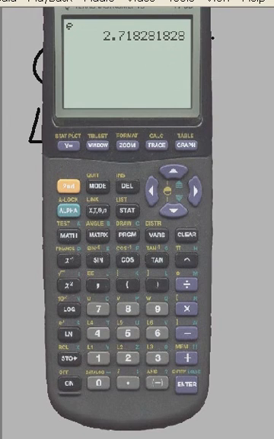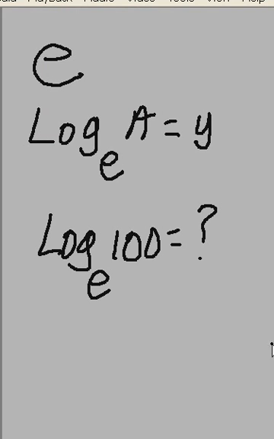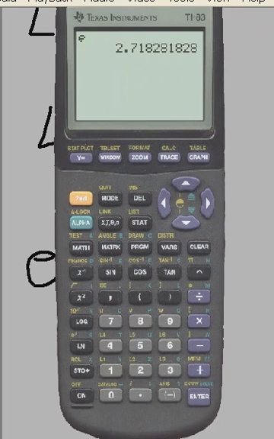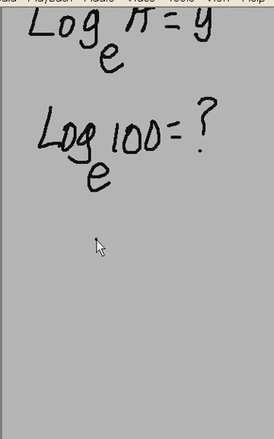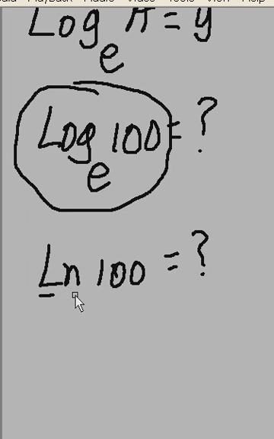So let's see a problem. Log base E of 100 equals what? Well, that's a tough one. That means E to what power equals 100? So let me solve this with the calculator. How do I write this? Log base E of 100 equals what? Well, we don't write it this way when we're dealing with E. A shorthand for it is ln, natural log. ln of 100 equals what? Well, once you see ln, you know we're talking about log base E.